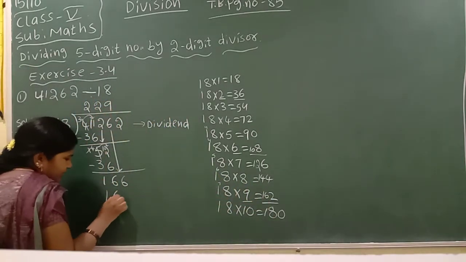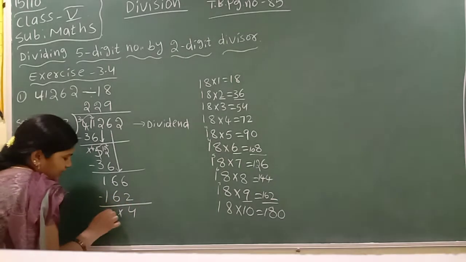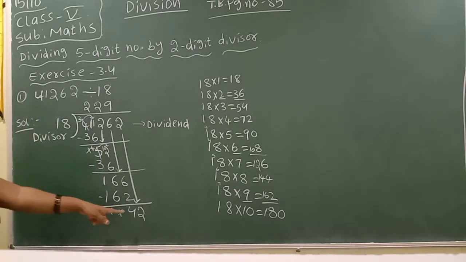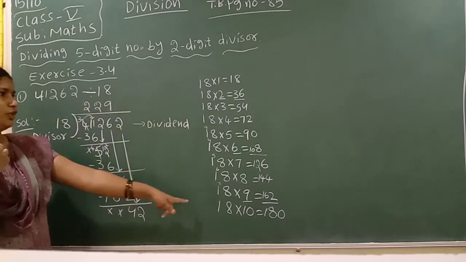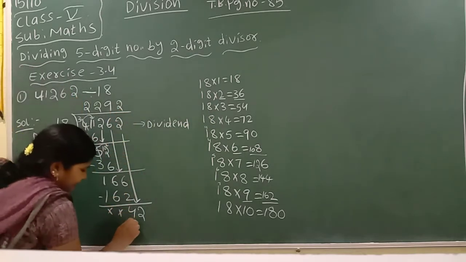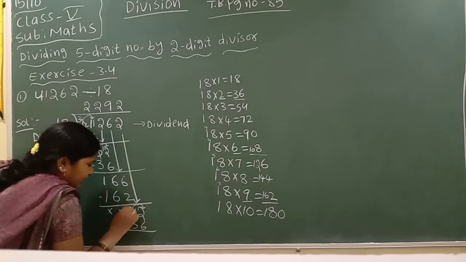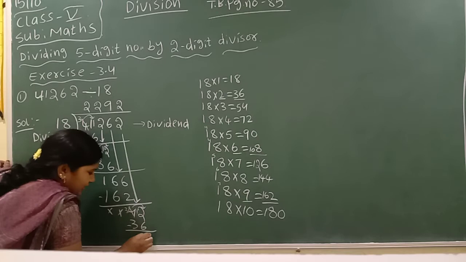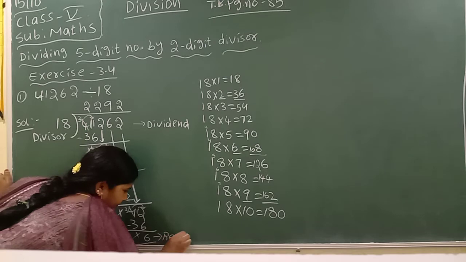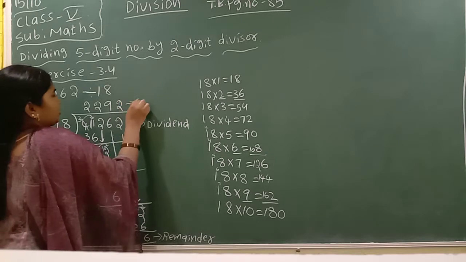Okay, so you have to take 18 nines are 162. 6 minus 2 is 4. This one 0. Again 2 remaining. When you will get 42, we won't get 42 in the 18 table, so again you have to take 18 twos, 36. 2 minus 6, how much? Not possible. Again take a borrow. This becomes 12. 12 minus 6 is 6. So it is called the remainder, and this is called the quotient.